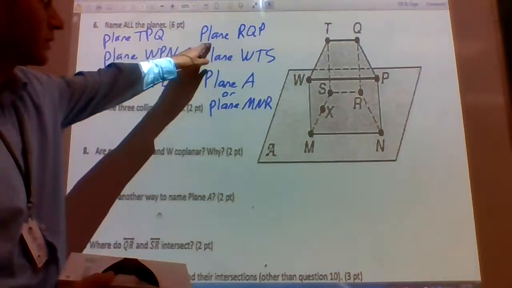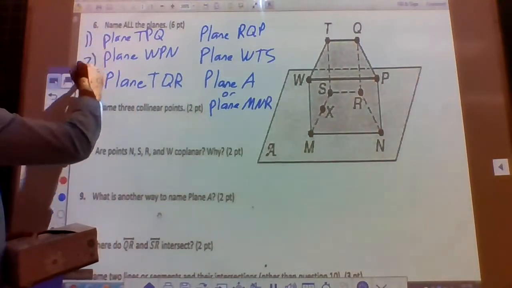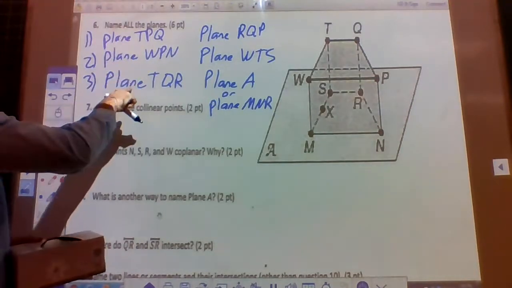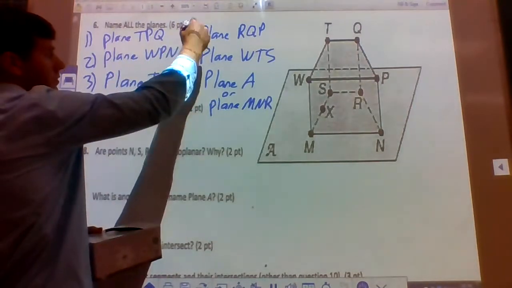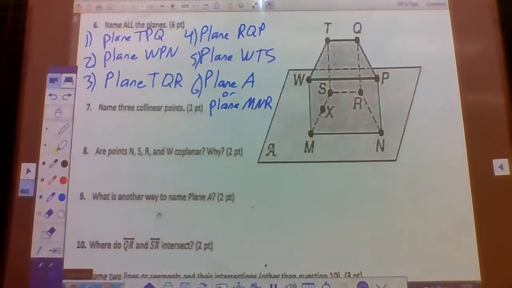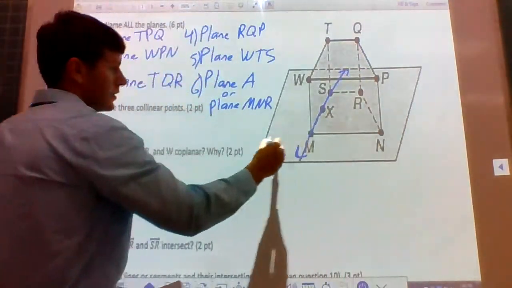So those are our 6 planes. There are 6 planes here. 1, 2, 3. Top, front, back, right, left, and then the bottom plane. 6 planes. Okay. 3 collinear points. The only set of 3 points that are drawn that are on the same line are going to be right here. That's going to be M, S, and X.